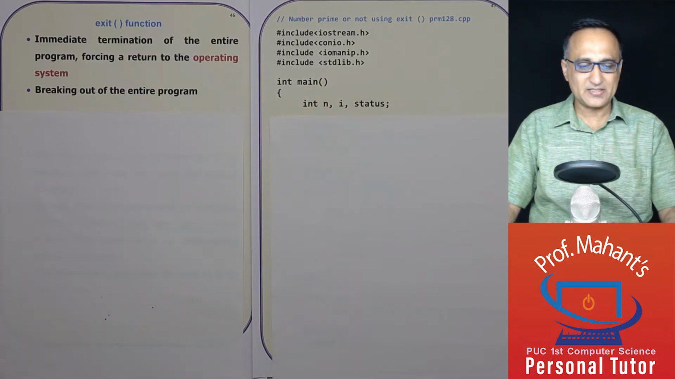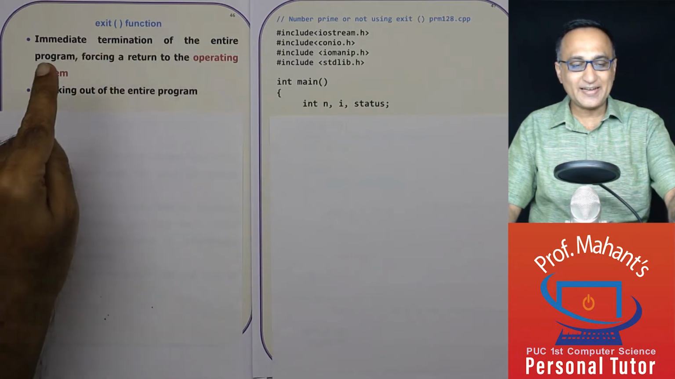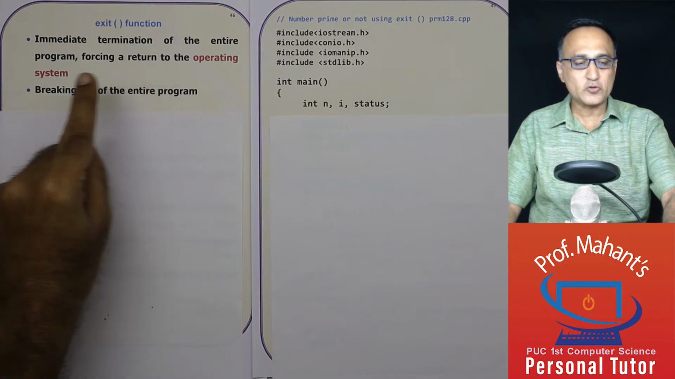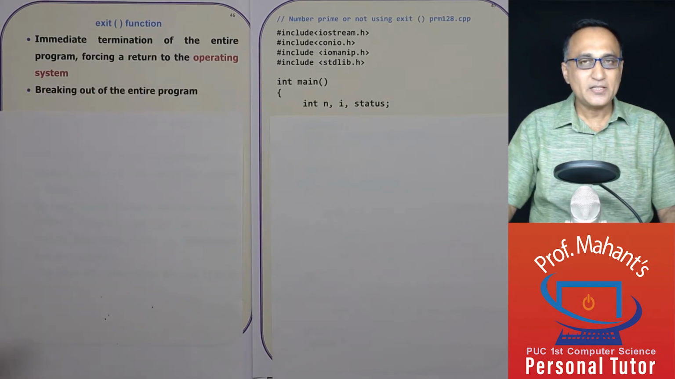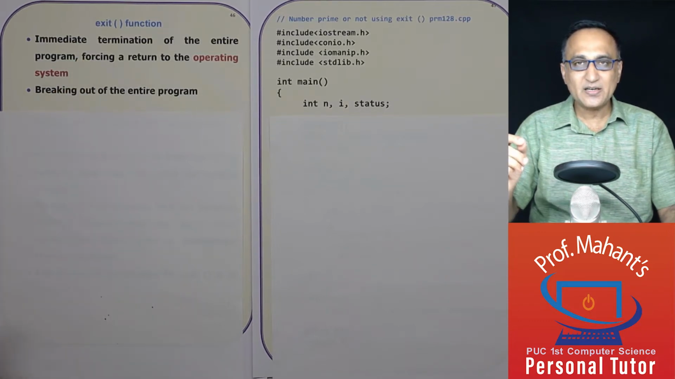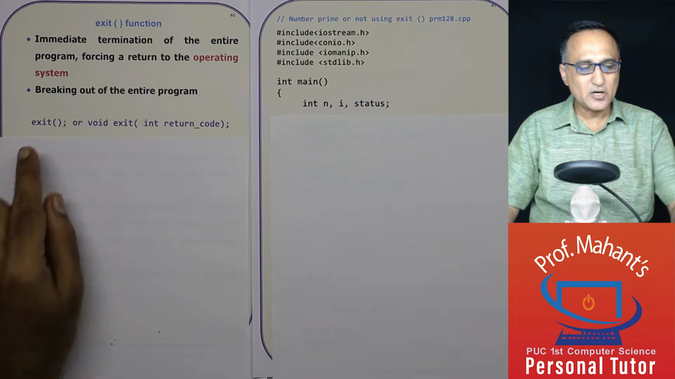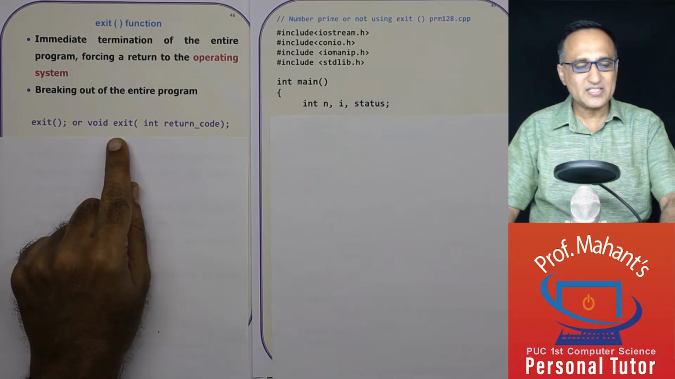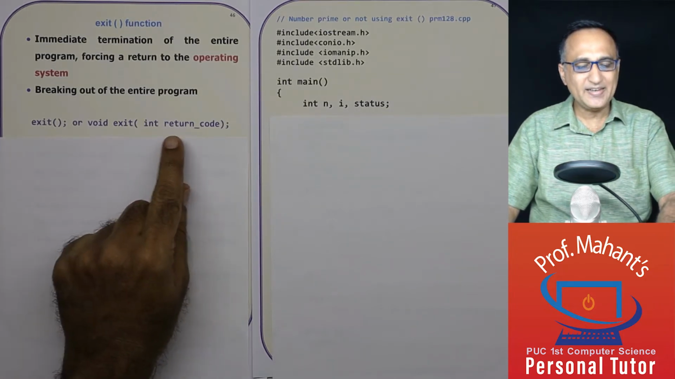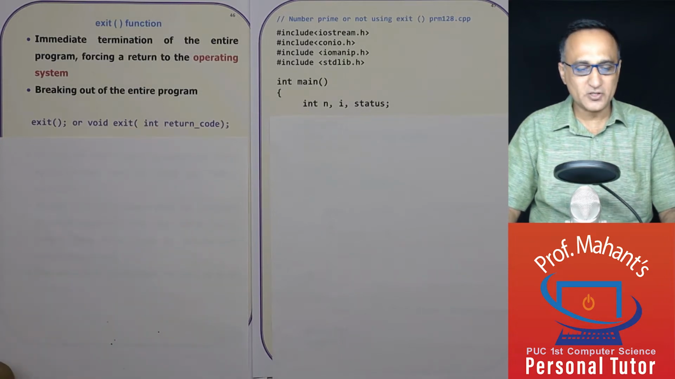As the name indicates, it causes immediate halt or termination of the entire program, and the control goes back to the operating system. The break gets it to the next statement within the same program, whereas exit completely gets the execution out of the program and the control to the operating system. Now, this is how it is written: void exit(int return_code). This will be clear once we take a look at functions.